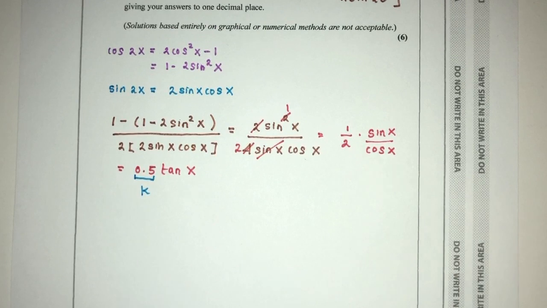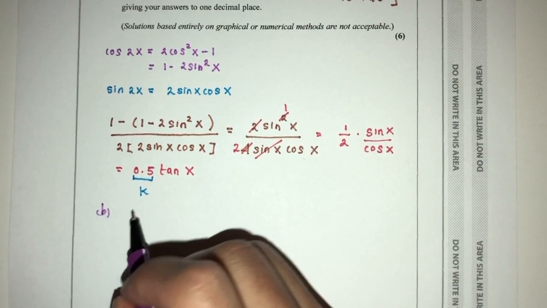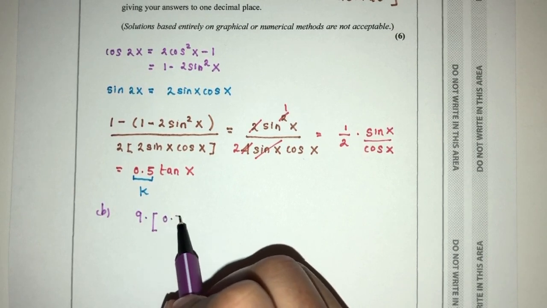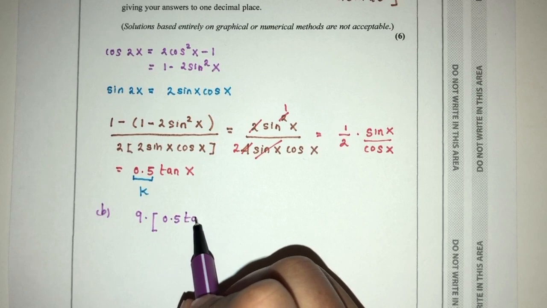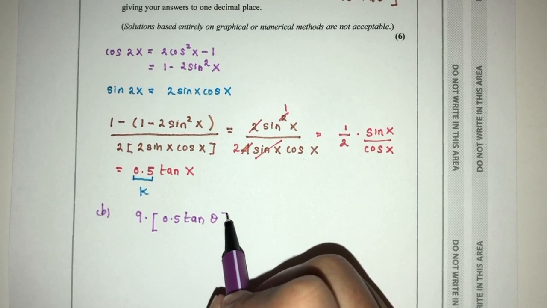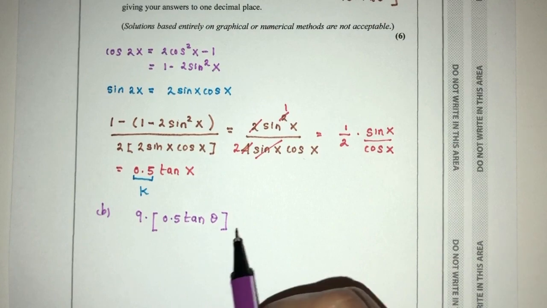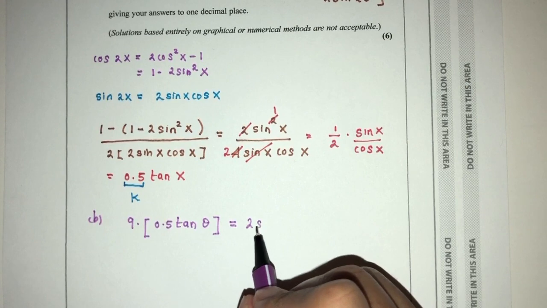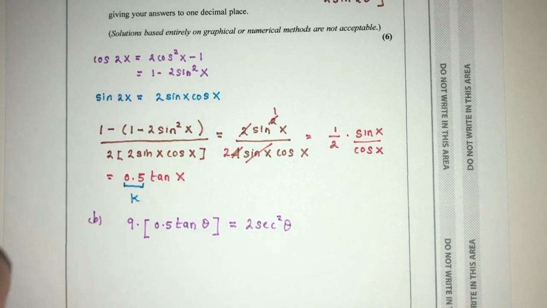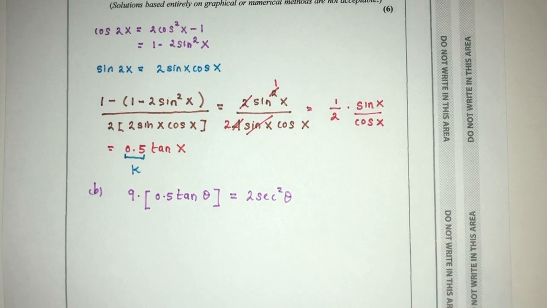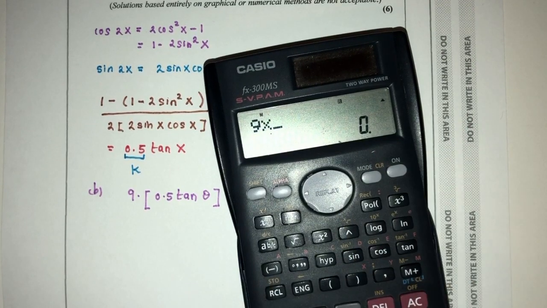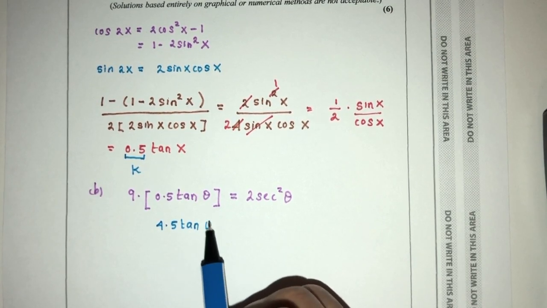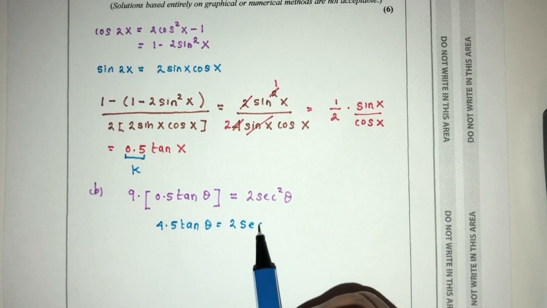So let me write this down. From part A, it is the same thing as 9 times, should give you 0.5, and that will be tan, instead of x, that will be theta. I hope that makes sense. And then equal to, the value over here will be 2 sec square theta. Okay, now let's solve. Let's see what do we have. 9 times 0.5 should be 4.5. Tan theta is equal to 2 sec square theta.